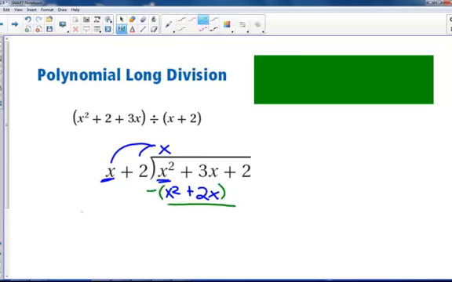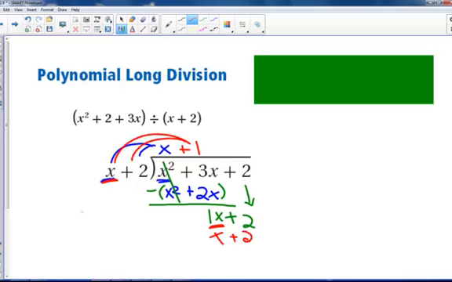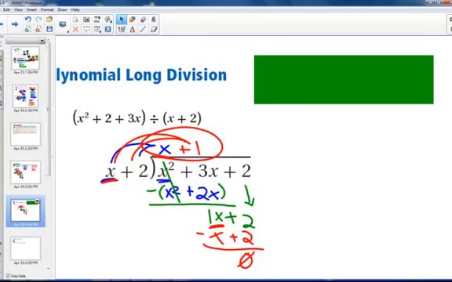Subtract the whole thing. This is gone. We get 1x. Bring down the 2. X plus x times what is x? That'd be a plus 1. 1 times x is x. 1 times 2 is 2. When we subtract, we have nothing left. So that's what you get when you divide those two out.